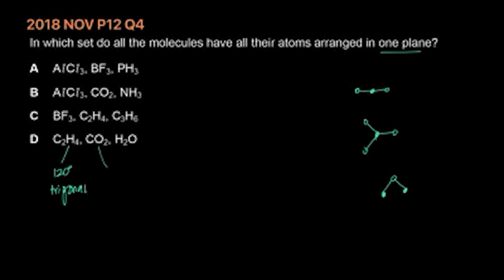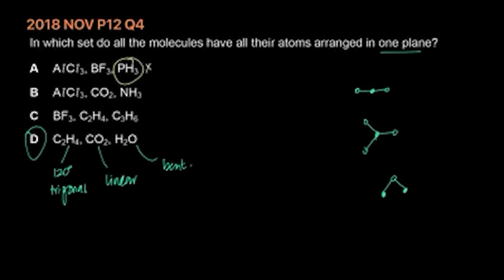So here, C2H4 is trigonal planar, CO2 is linear, and water is bent. These three molecules can all have all the atoms in the same plane. So the answer for this question is delta. You can also eliminate the rest of them, by the way.